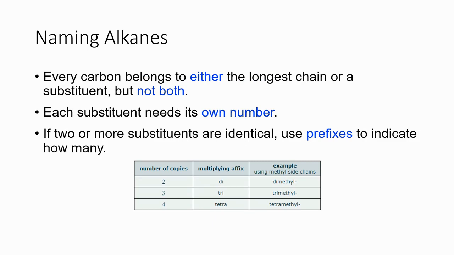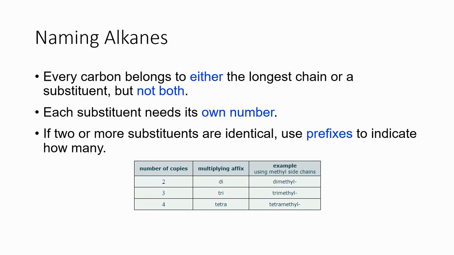Remember that the carbons either are on the longest chain or they're a substituent. They can't be on both, so be careful about that. But also don't forget any carbons. Okay, don't leave off a substituent at the end of the carbon chain. Every time we have a substituent, it needs its own number. So if we have 5 substituents, we're going to have to list 5 numbers because I need to tell you where those substituents are on the carbon chain.